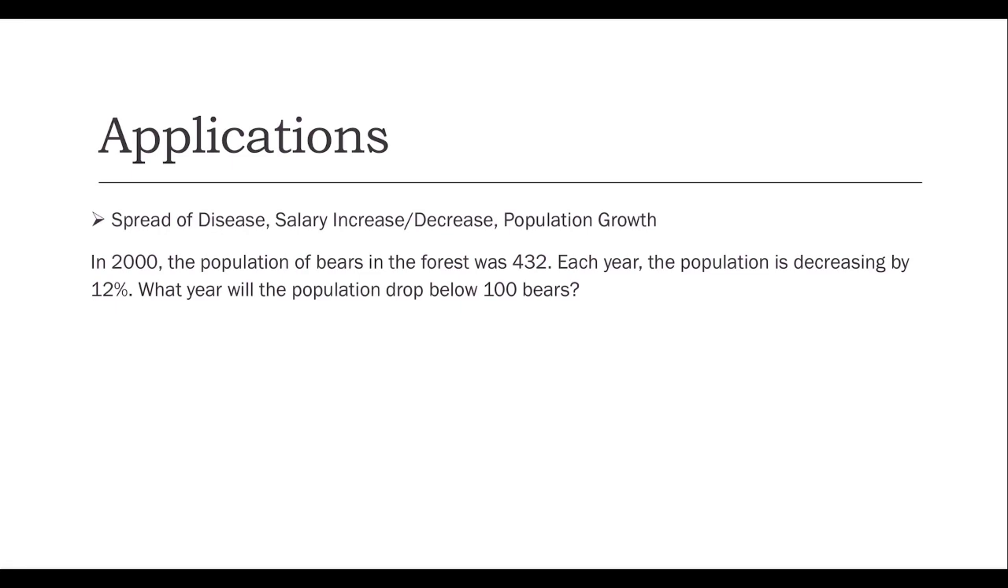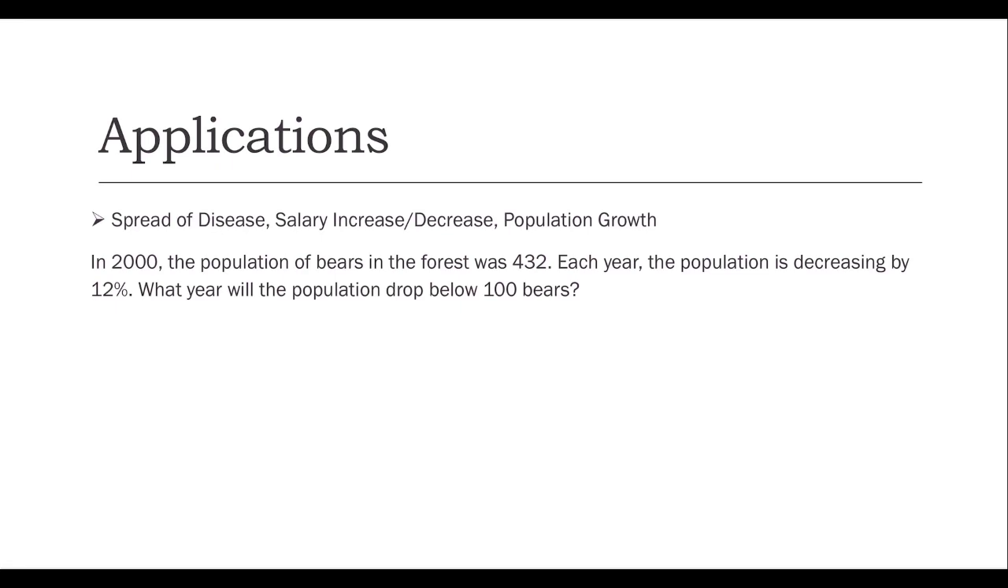So there are several applications for geometric sequences and series, some of which are the spread of a disease, if a disease is spreading at a constant rate, a salary increase or decrease, and population growth or even population decline. So here's a problem where we can apply our geometric sequences and series. It says in 2000, the population of bears in the forest was 432. Each year, the population is decreasing by 12%. What year will the population drop below 100 bears?